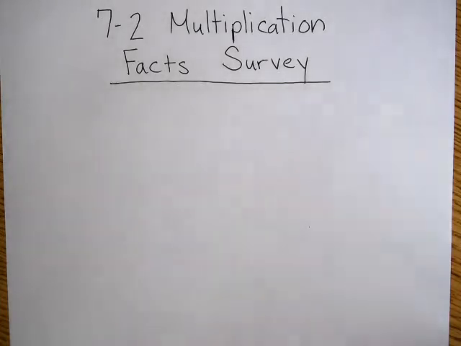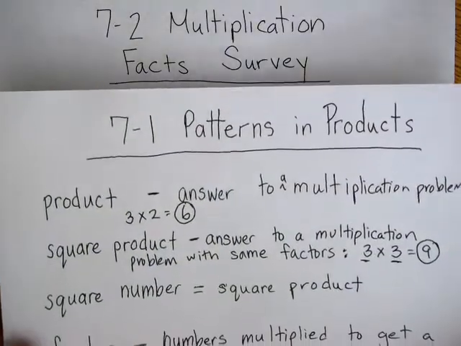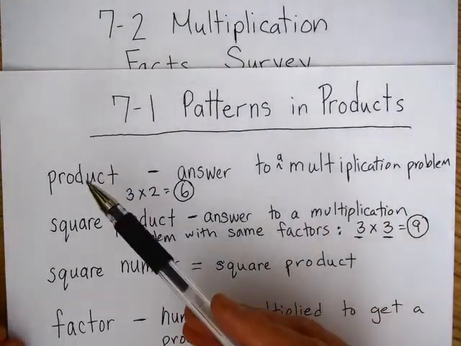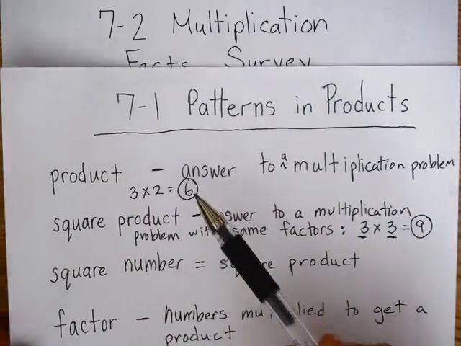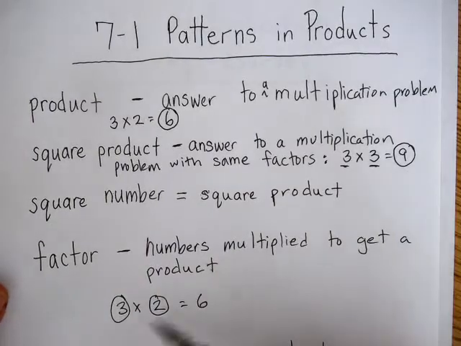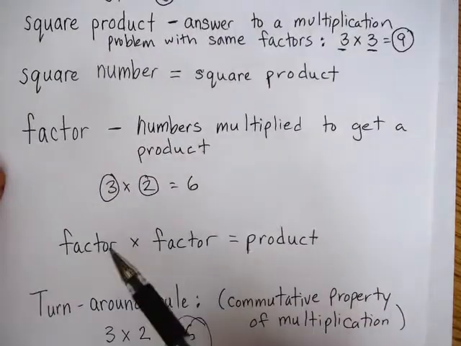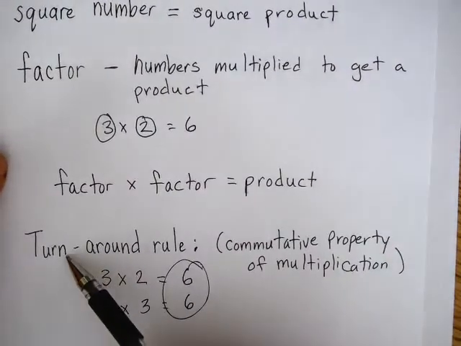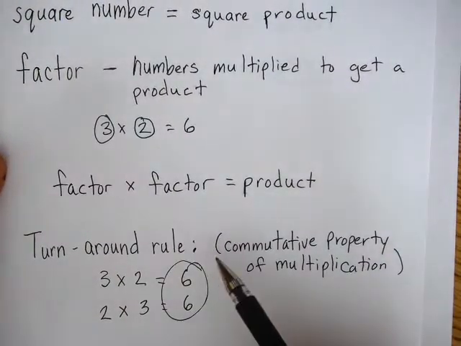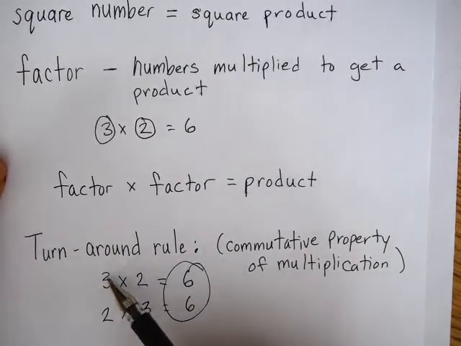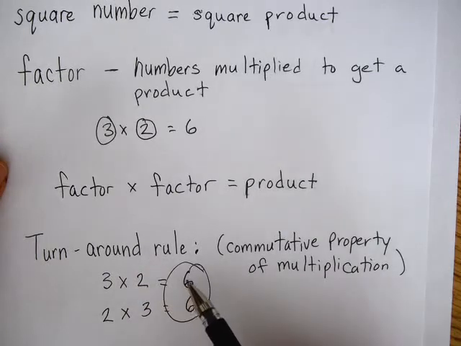There are no new vocabulary words for this particular lesson, but if you would go back and review lesson 7.1, you would see the word product, which is the answer to a multiplication problem. You would see the word factor, which are the numbers that are multiplied together to get the product. So factor times a factor equals a product. And you would also see the vocabulary word turnaround rule, which is the commutative property of multiplication. It means basically that you can turn two factors around and get the same product.